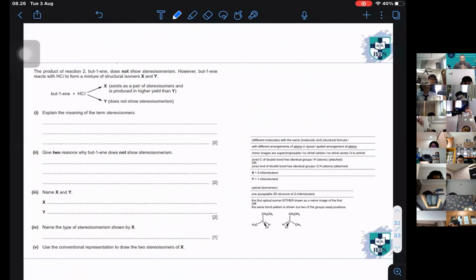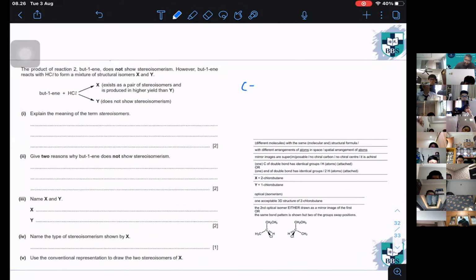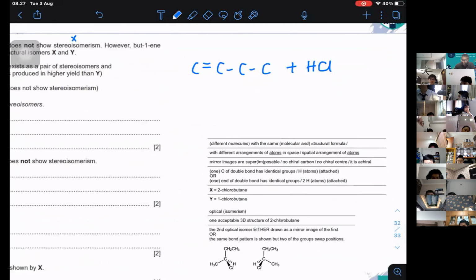here, the product of the reaction does not show stereoisomer. However, but-1-ene reacts with HCl. So let's actually draw but-1-ene. This is going to be but-1-ene. And then they react, just ignore the first part, it doesn't matter. However, but-1-ene reacts with HCl. So when it reacts with HCl, what you need to know is that there are two possibilities.